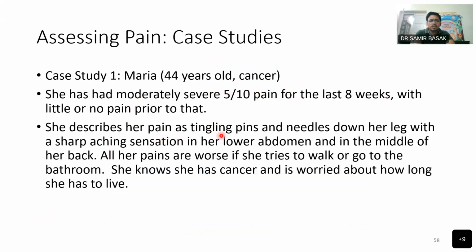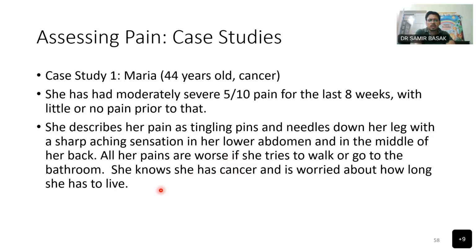She demonstrates a tingling, needling, downward sensation, and also a sharp aching pain. So both components are there, neuropathic and nociceptive, in the lower abdomen and the middle of her back. Her pain gets worse when she tries to walk or go to the bathroom. So pain increases during movement.